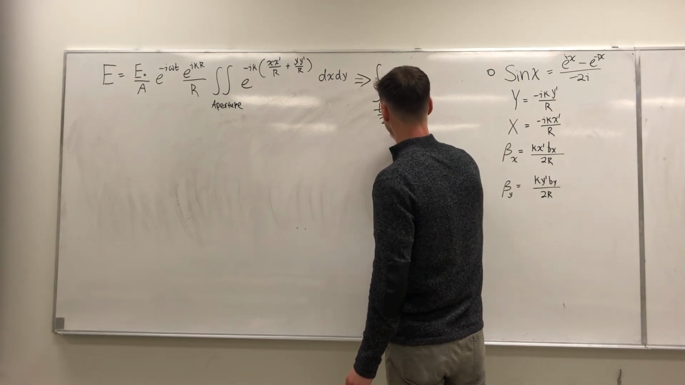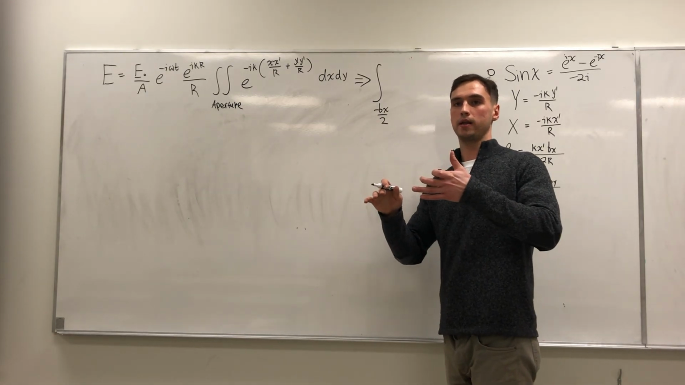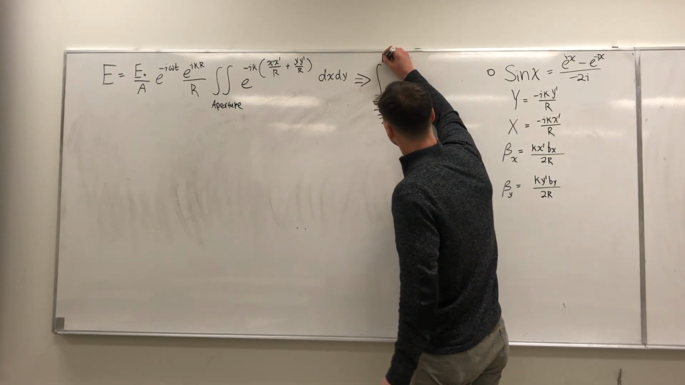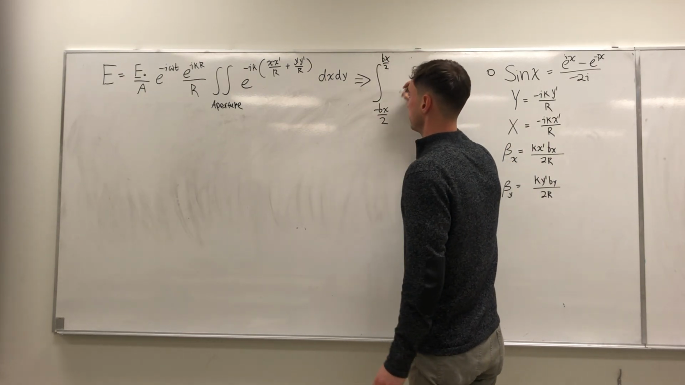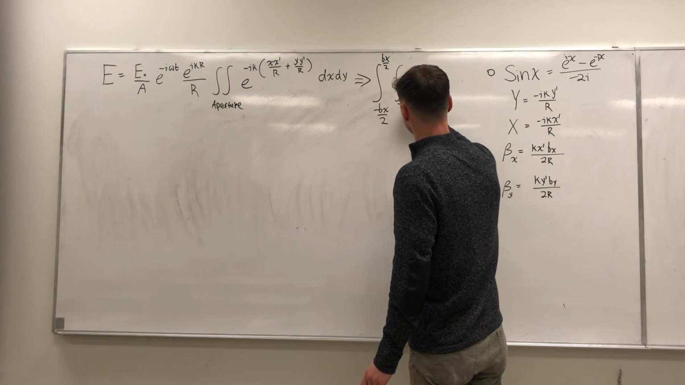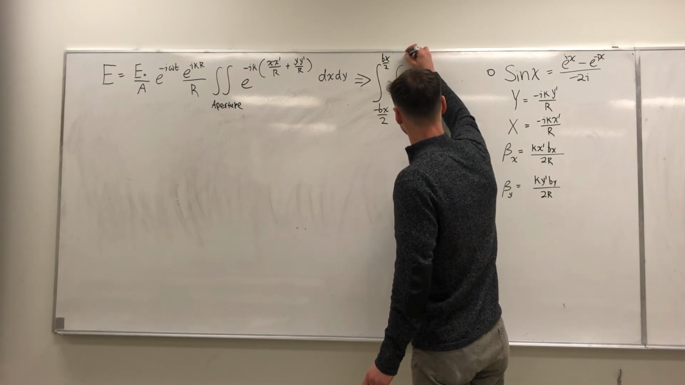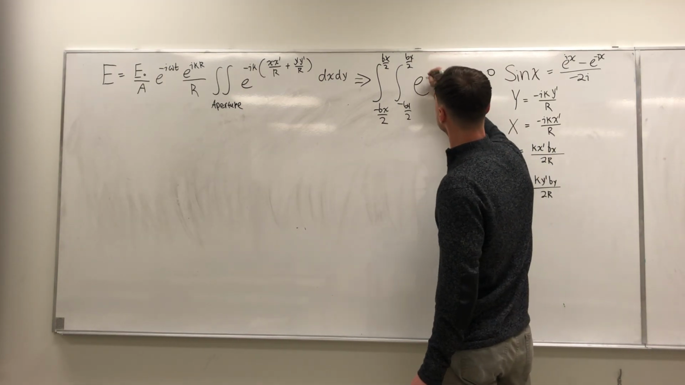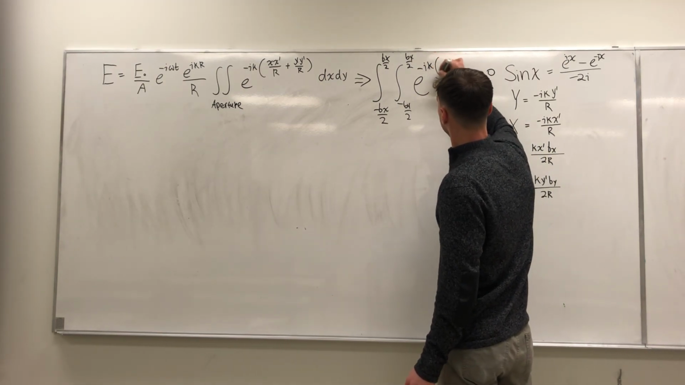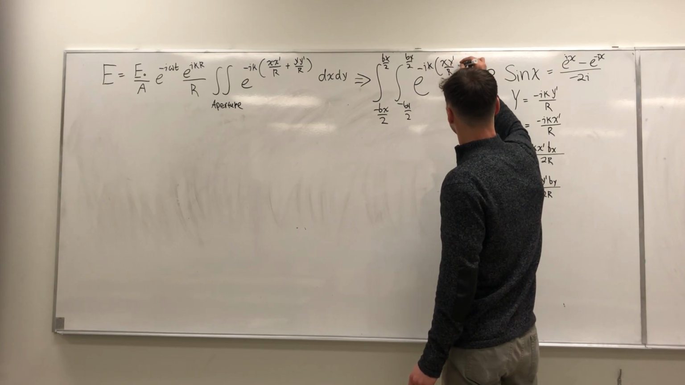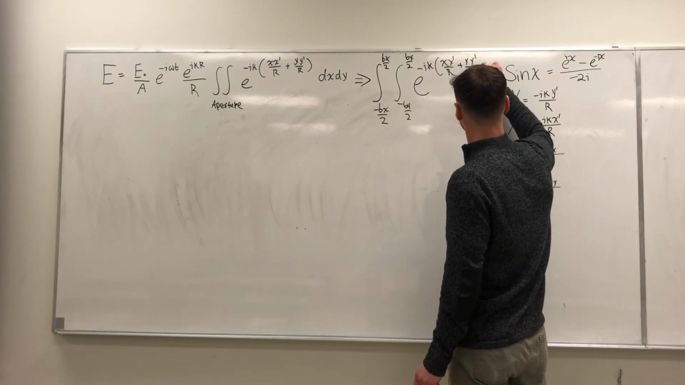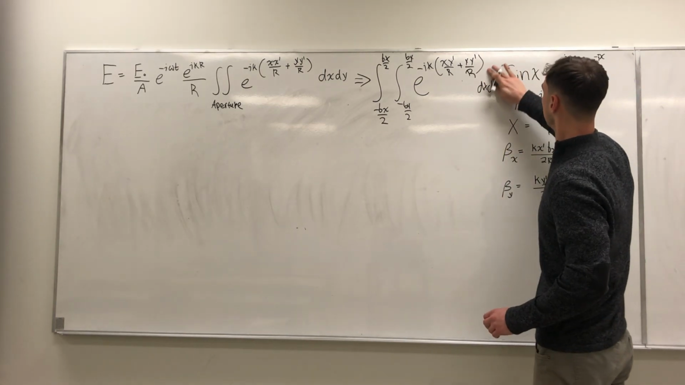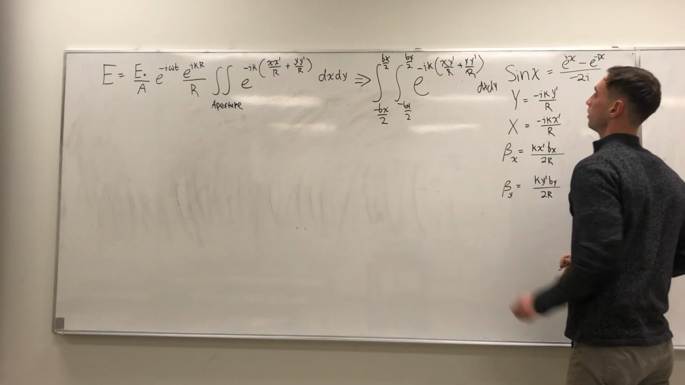So assuming our width is bx, we can integrate from negative bx over 2 to bx over 2, so it covers the whole width. Same thing with the height, negative by over 2 to by over 2. We rewrite this as e to the minus ik, x x prime over r plus y y prime over r, like so, dx dy. It's a little scrunched up here, but it's fine.